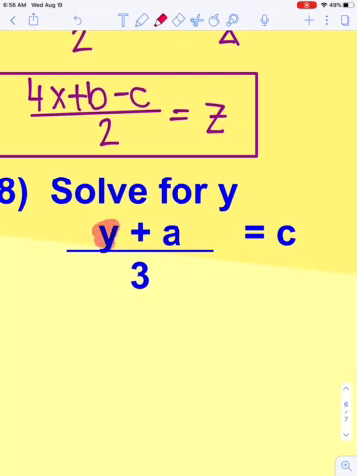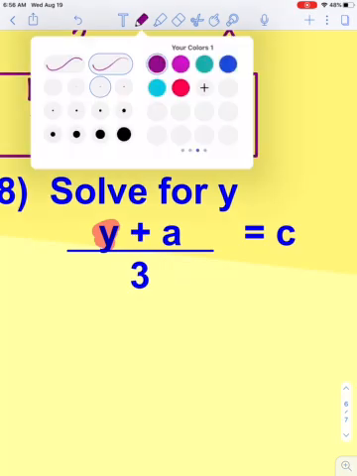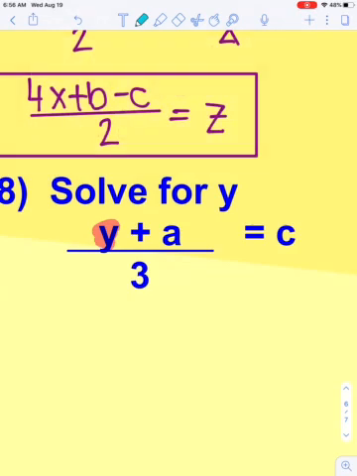All right, number 8. We're solving for y. The problem is that y is stuck on top of that fraction with the a. Because we have a giant fraction bar, anything that was on top is stuck on top until we get rid of the denominator. So the way you get rid of a denominator, we just talked about it, is to multiply everything by that denominator. So I'm going to multiply both sides by 3.